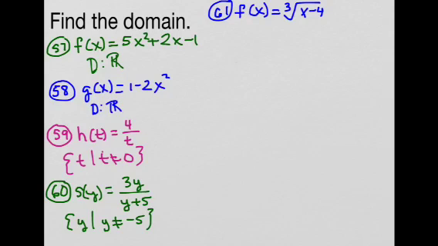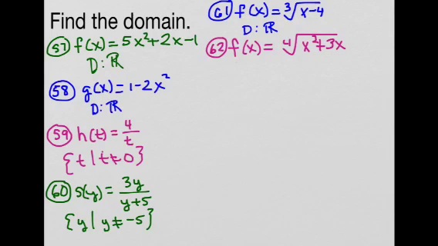Number 61 is a cubed root function. And again, I mentioned something like this in class where cube roots, or actually any odd numbered roots, don't have any restrictions on the variable, because you could have negative numbers inside that radical if it's a cubed root or an odd index root, rather. So this one, domain, is all real numbers.